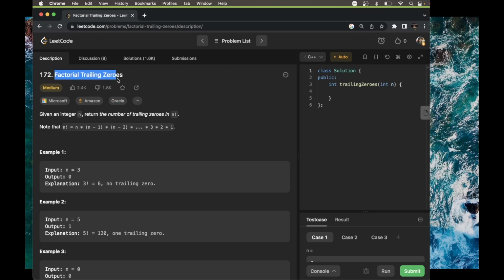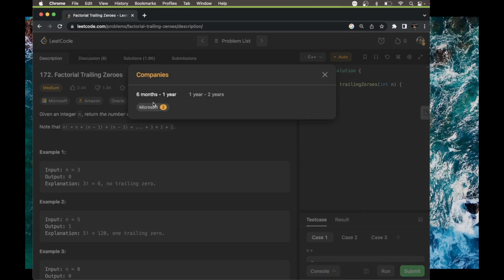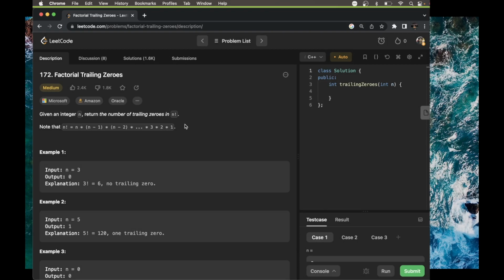So the problem name is factorial trailing zeros. The problem is marked with a difficulty medium, around 2.4 thousand upvotes, and quite a bit of downvotes also. It has not been very frequently asked, but some of the major tech companies have asked this question previously. It's a bit of a mathematical question, but the question says that given an integer n, you need to return the number of trailing zeros in n factorial. That is, if you calculate n factorial from the value n, how many zeros you get at the end.